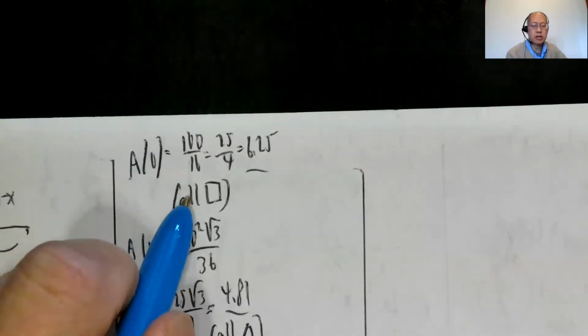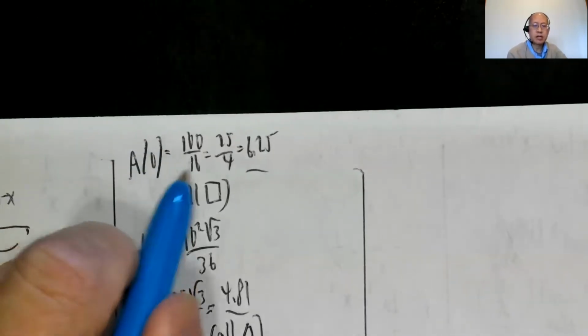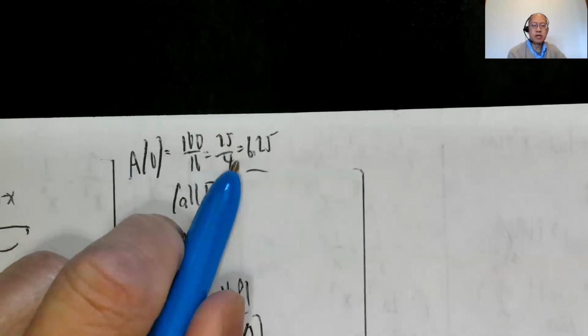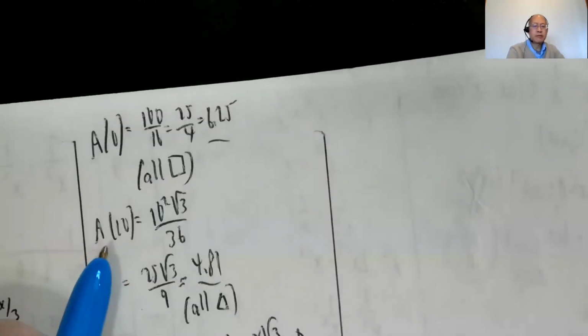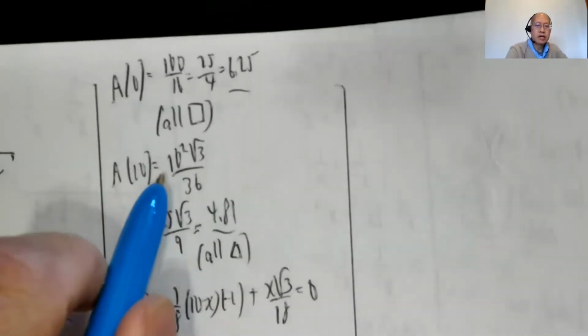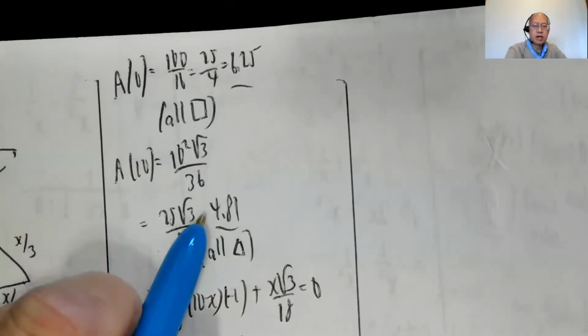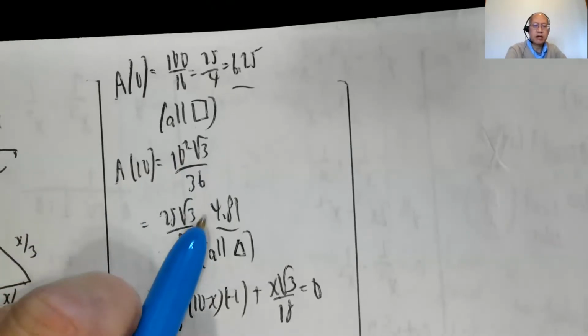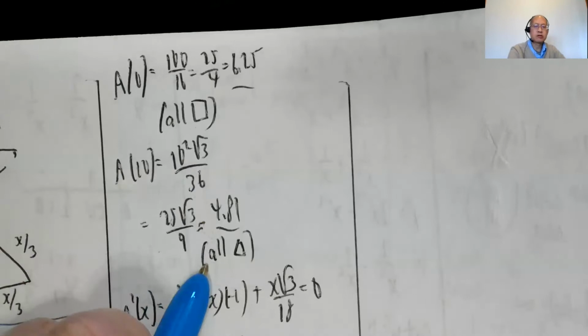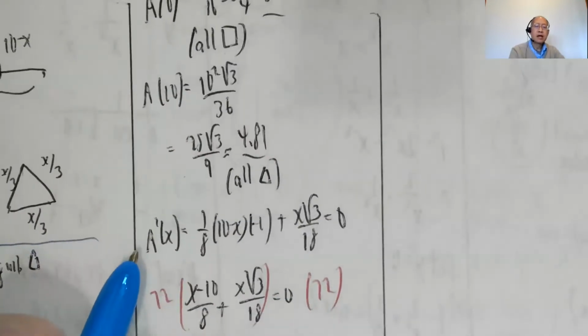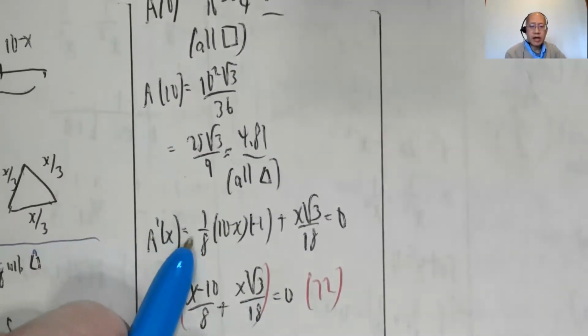So I plug in the two endpoints. Plug in 0, that means it's all square. I get 100 over 16, or 25 over 4, 6.25. If I plug in 10, it's all triangle: 10 squared radical 3 over 36, 25 radical 3 over 9, 4.81. So that's all triangle. Now I take the derivative, 1/8.